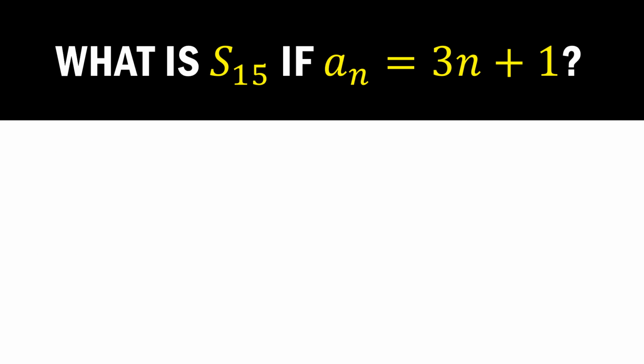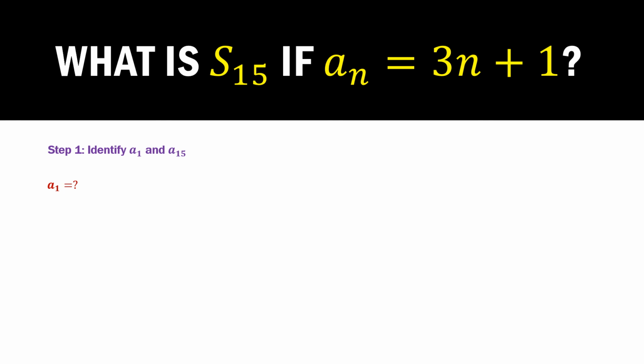So let's have this problem. What is S sub 15, or the sum of the 15 terms, given the general term a sub n is equal to 3n plus 1? There are two steps that you're going to do. The first thing is to identify a sub 1 and a sub 15, or the first term and the 15th term. We can easily work that out.